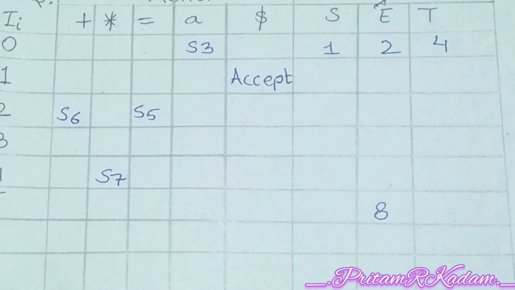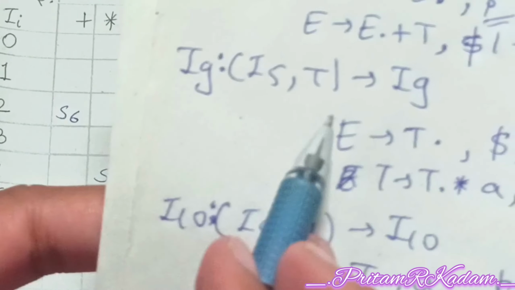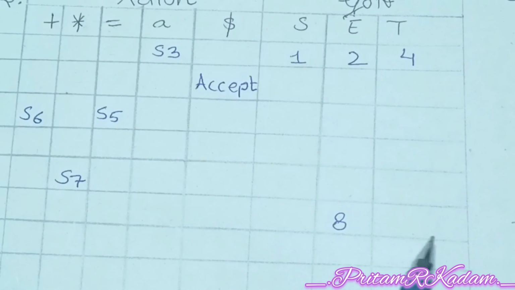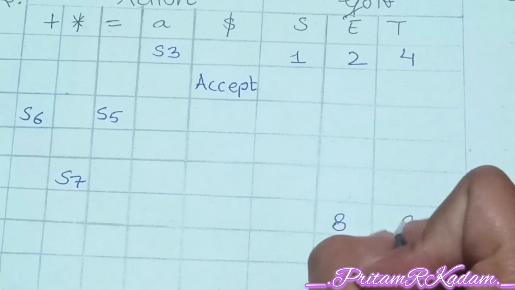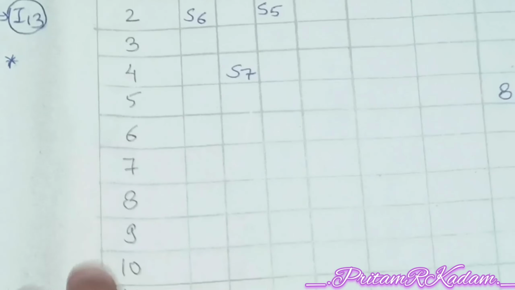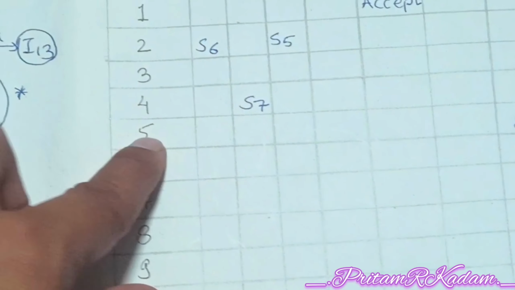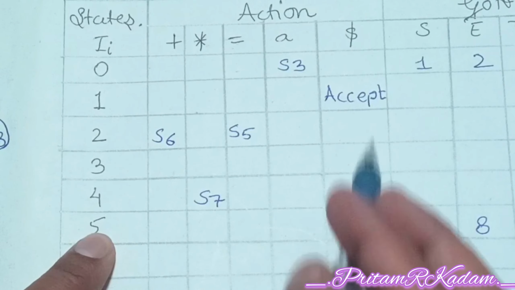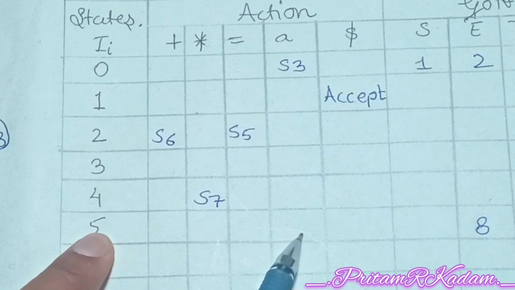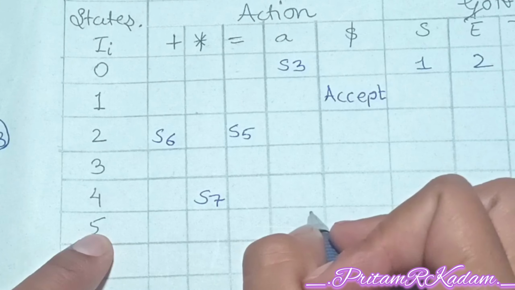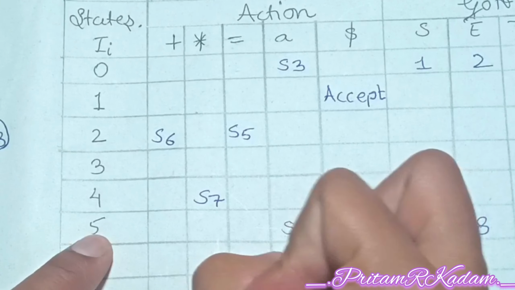Now let's see where that I9 state will be. So under T in I5 only I have to write 9. Okay, so now for the next part, that is for the 10th state, I5 on small a goes to 10. So I5 on small a. So small a is over here. So I will write S10 over here because it is under action.